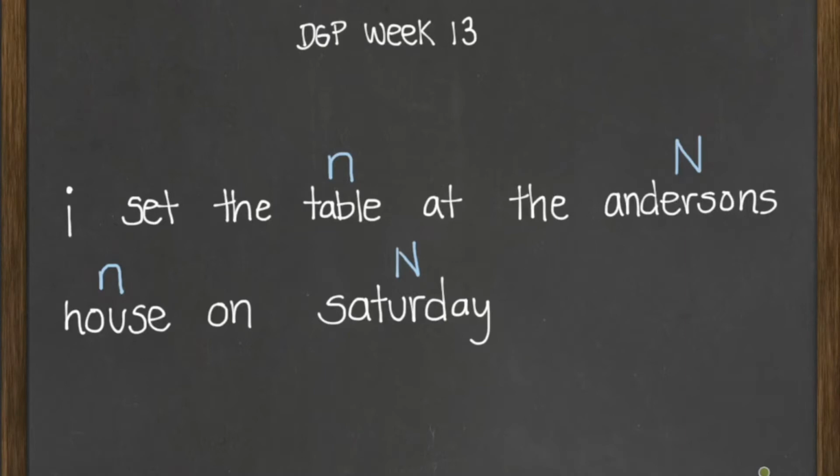I see a couple of articles. Go ahead and label them ART. Articles are types of adjectives. There's three of them: a, an, and the. The ones we have in this sentence are the.